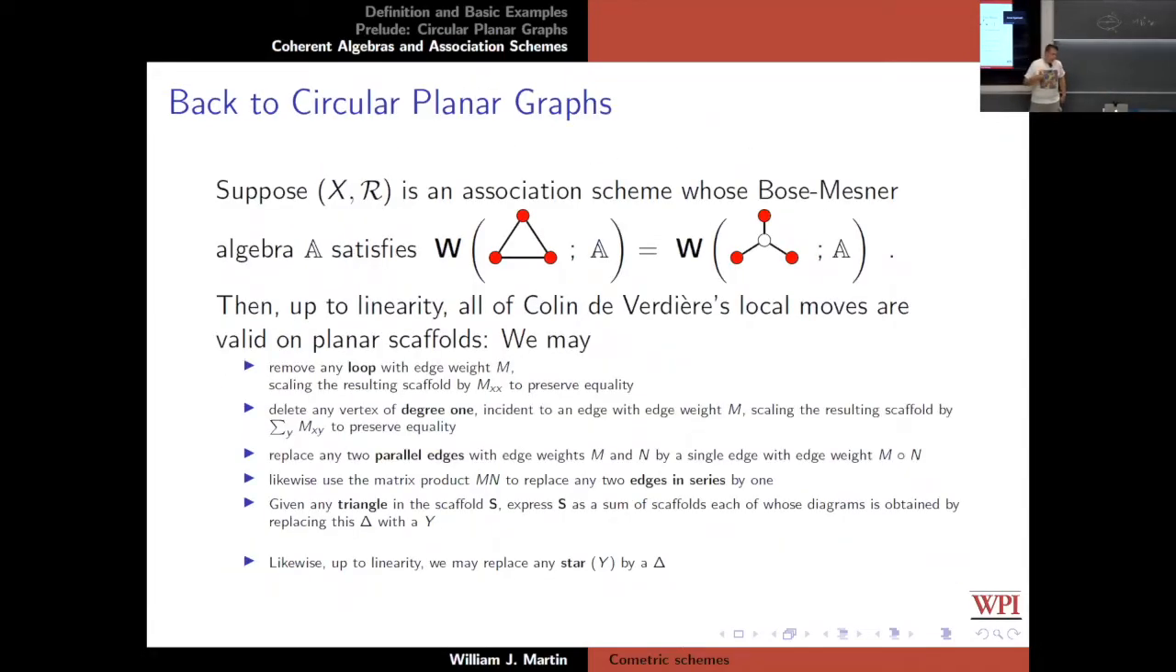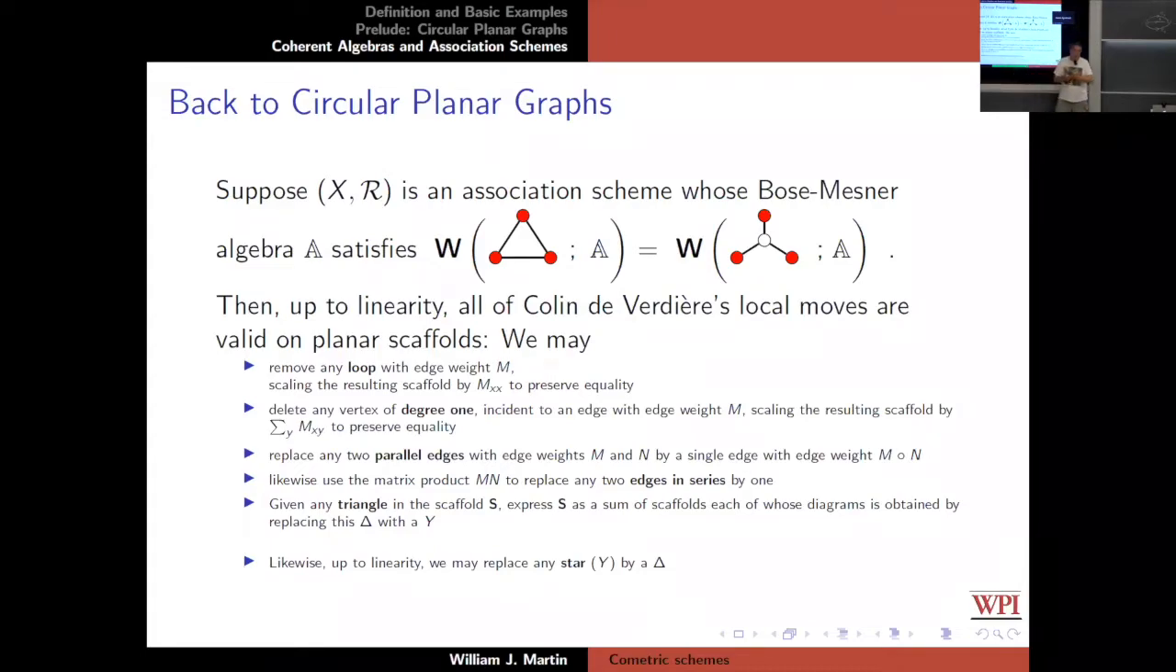So, back to the graph theory. If you look at circular planar graphs, as long as the edge weights, we're going to work inside of the Bose-Mesner algebra so that our matrices all have constant diagonal. Loops with edge weights in the Bose-Mesner algebra become scalars. Nodes of degree 1 are just multiplied by row sums, and if all the row sums are constant, those are just scalars. So we can remove loops, and we can remove nodes of degree 1.